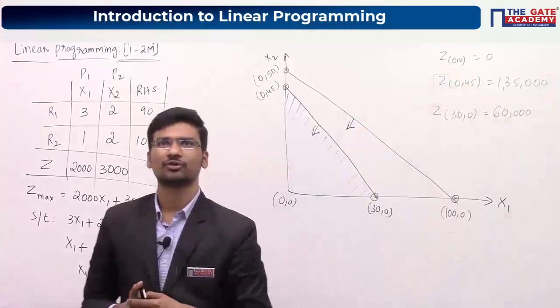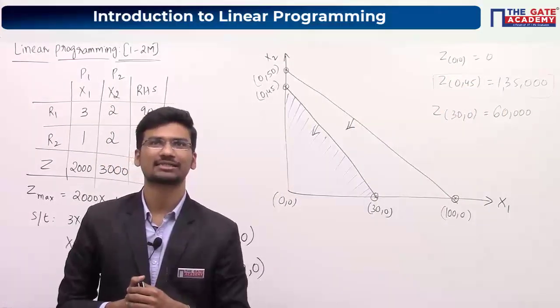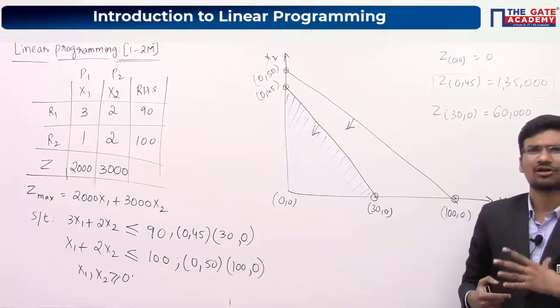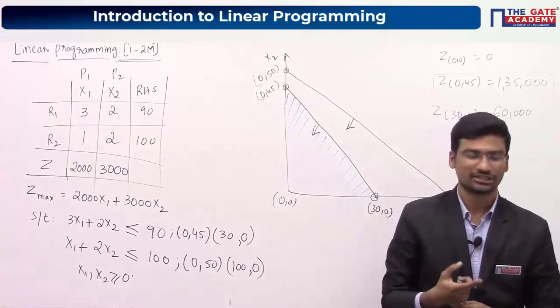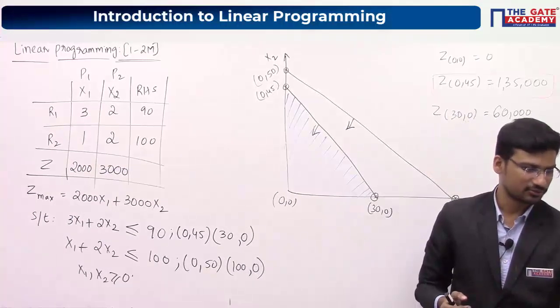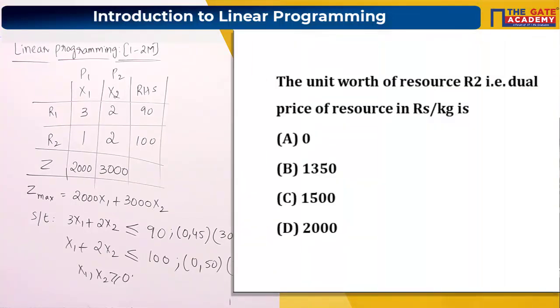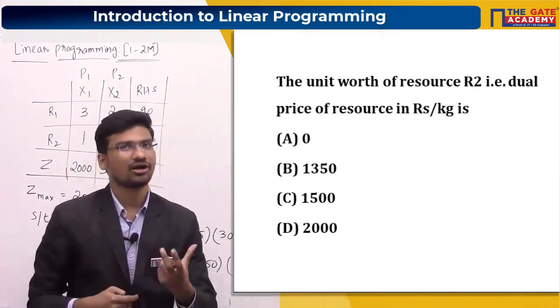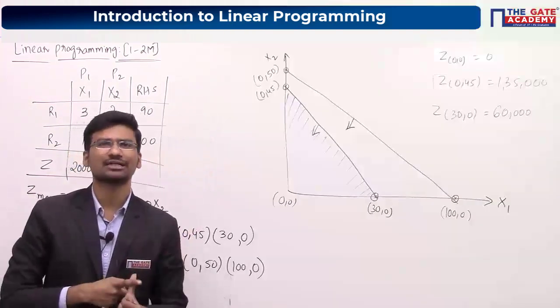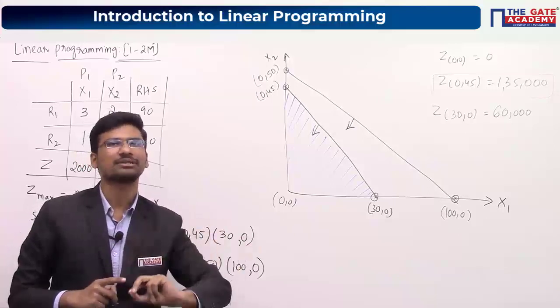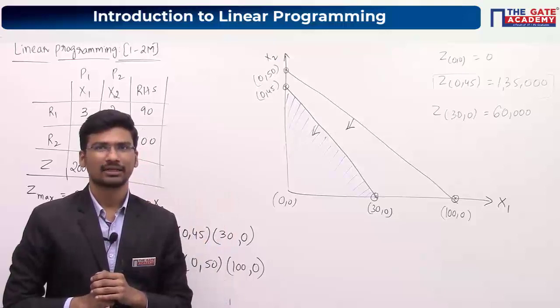So very good. Most of you have given answers, right? Okay. You have one more question in this. As I already told, it is a linked answer type question. So just look at this one. The unit worth of the resource R2 is... We have not discussed what is meant by unit worth or dual price or shadow price. So regarding that particular concept, they are asking one question.